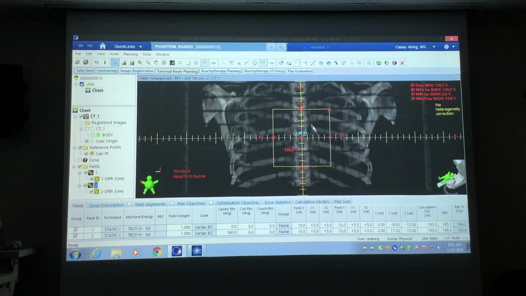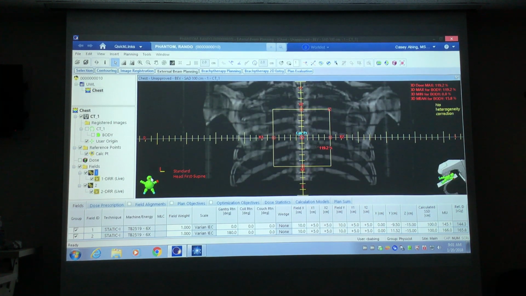In this planning system, in the lower right-hand corner of the beam's eye view, I can see my gantry orientation with respect to the patient, and I can also see my beam's eye view orientation with respect to the patient, red meaning left. If I go back to the AP, you can see nose is AP or anterior, red is left, and over here my gantry is rotated around the patient.